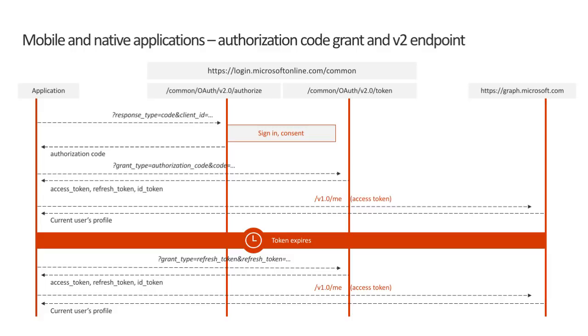I can then use that access token in the third block that you see there to make a call over to the Microsoft Graph. And that's going to give me back, say, my user's profile. Now, if the access token expires, I can use the refresh token to call back to the token endpoint to get a new set of access token, refresh token, and ID token, and use that access token to then call the profile.